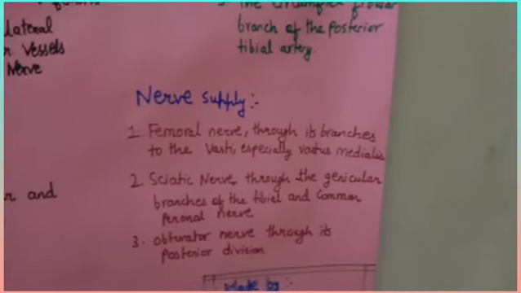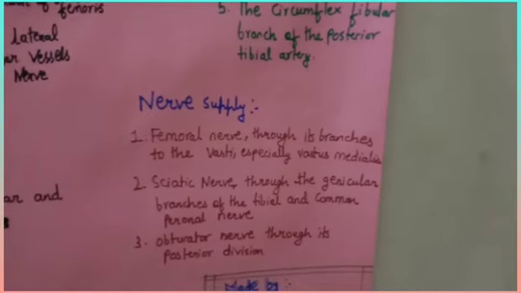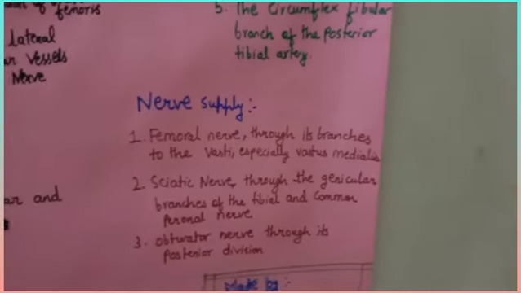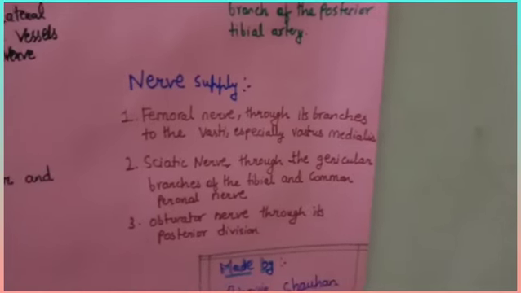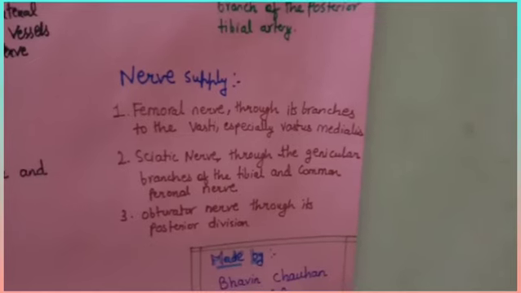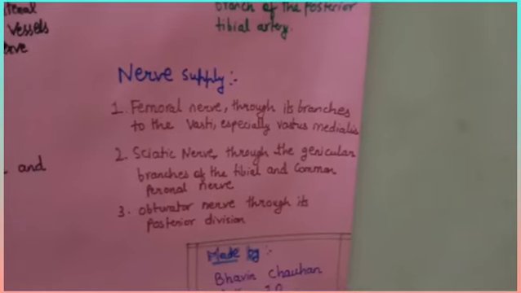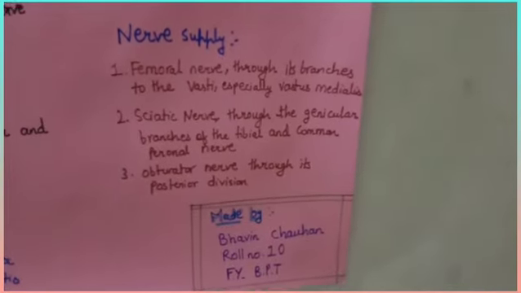Now I will explain about the nerve supply. There are 3 nerve supplies in the knee joint. First, femoral nerve through its branches to the vasti, especially vastus medialis. Second, sciatic nerve through the genicular branches of the tibial and common peroneal nerve. Now third, obturator nerve through its posterior division.